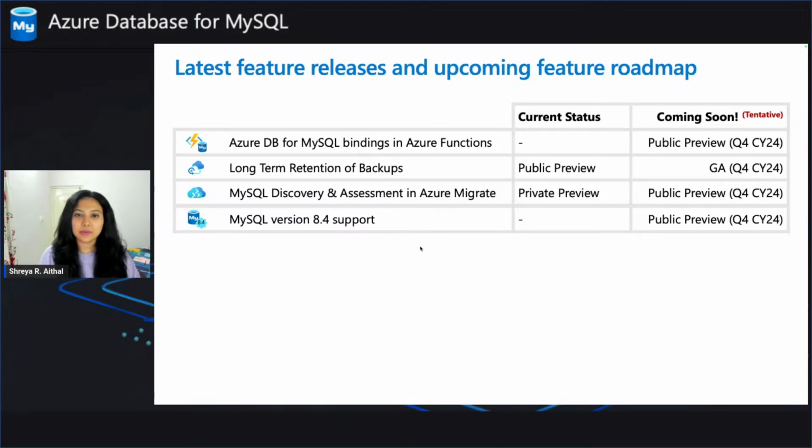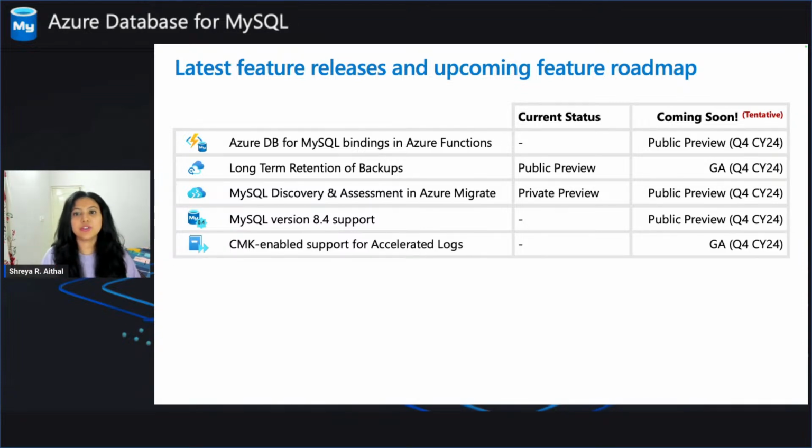Next, as you are aware, the accelerated logs feature went GA during Microsoft Build this year, giving you 2x performance for your business critical servers at no additional cost. However, currently this feature can't be enabled on servers that have CMK, that is customer managed keys enabled. This limitation will be removed by the end of Q4 this year, that is this quarter.